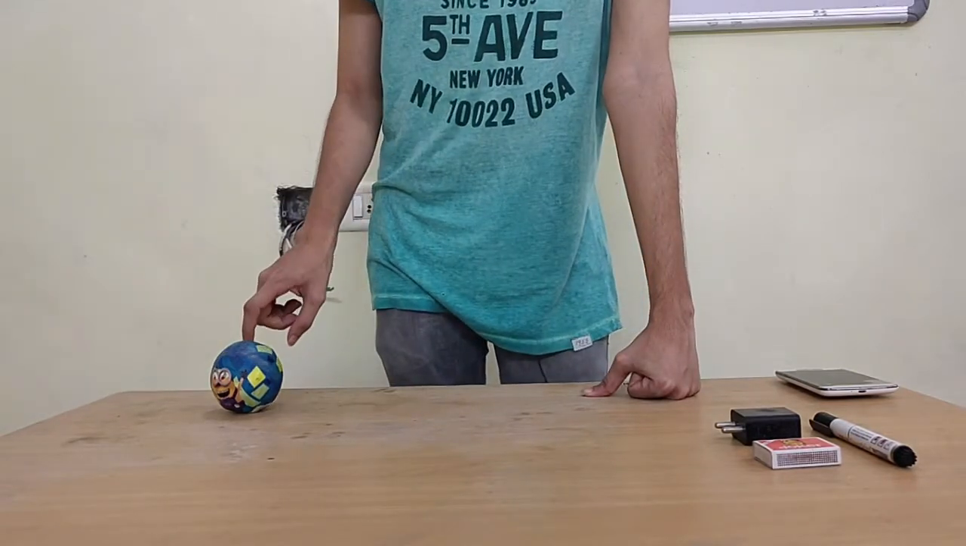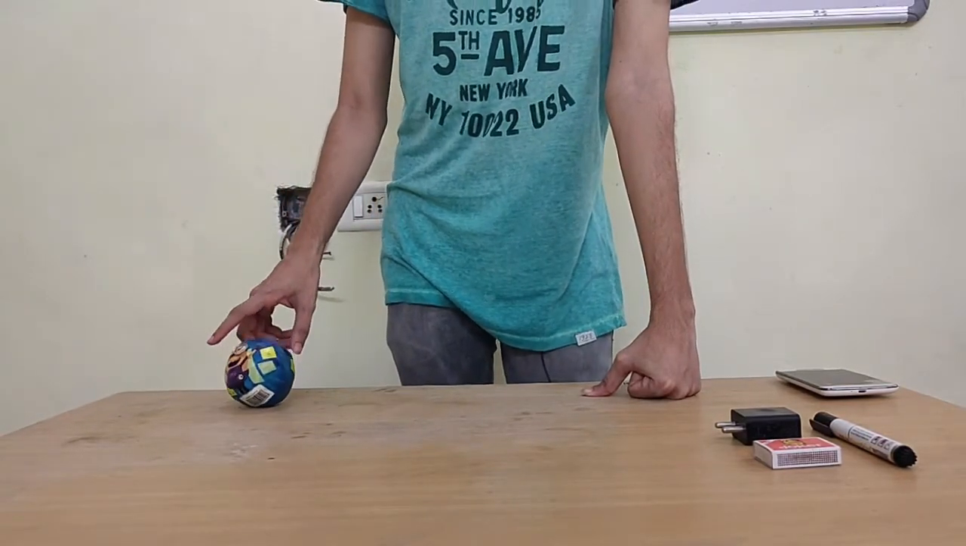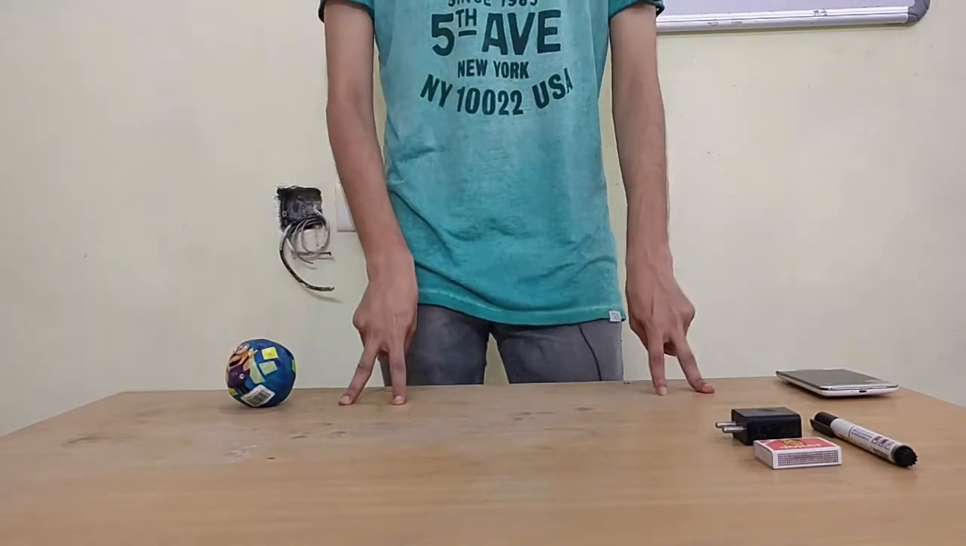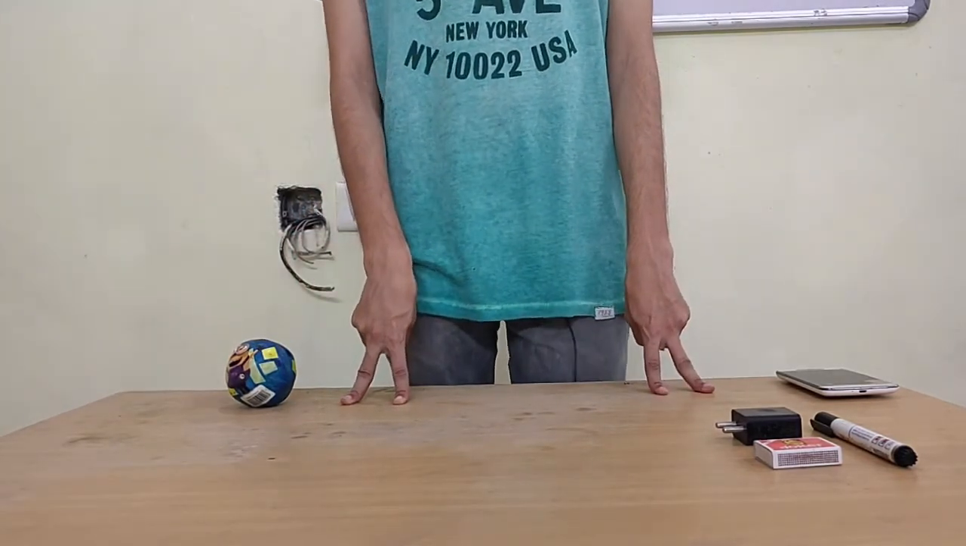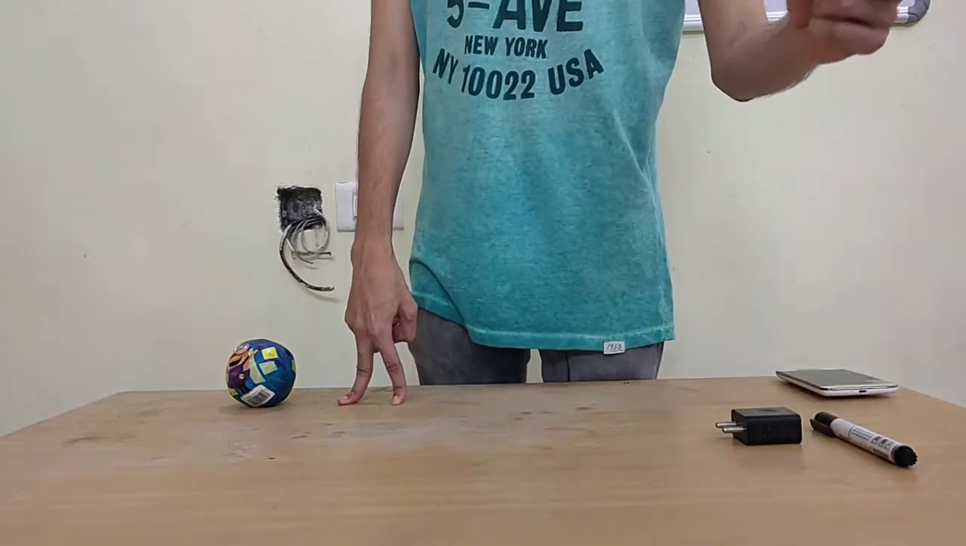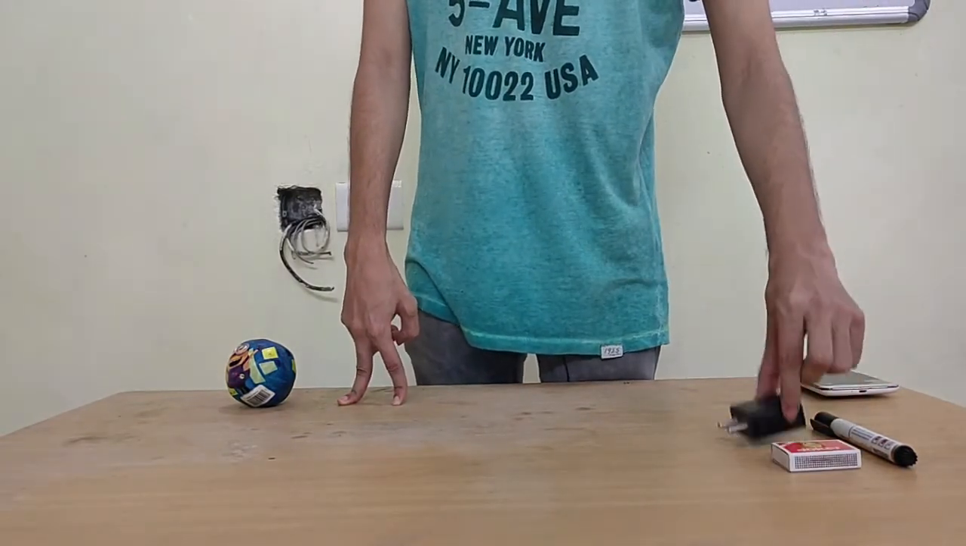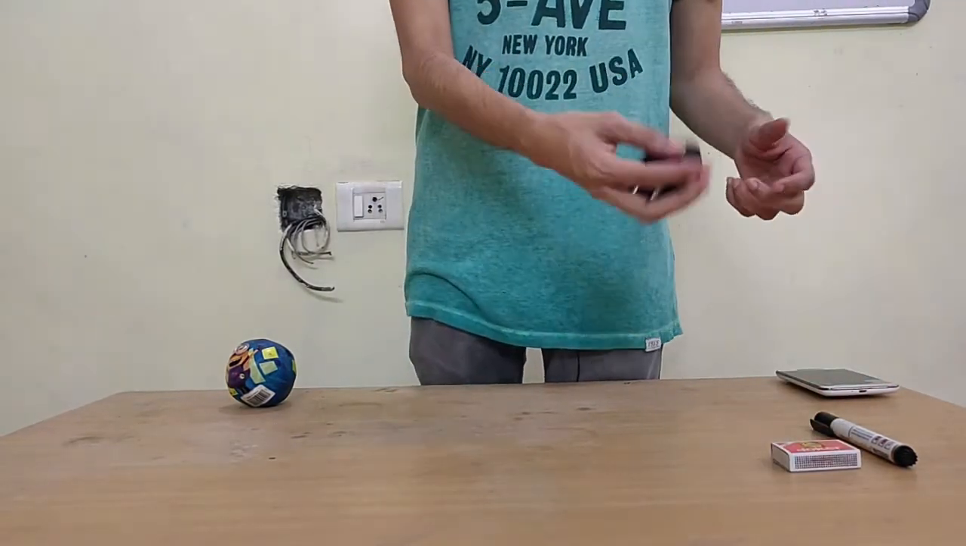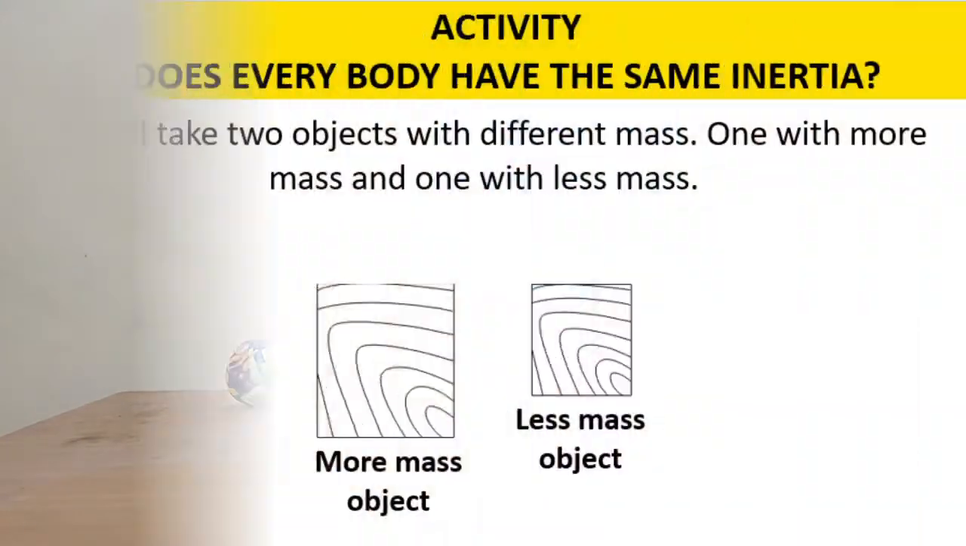Now what experiment we'll do is I'm going to use two different objects. Okay, two objects with different mass. So over here I have this matchbox. It's a very light box, and I have this old charger of mine.